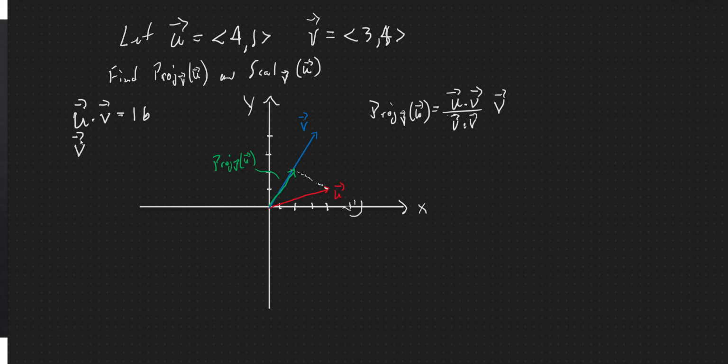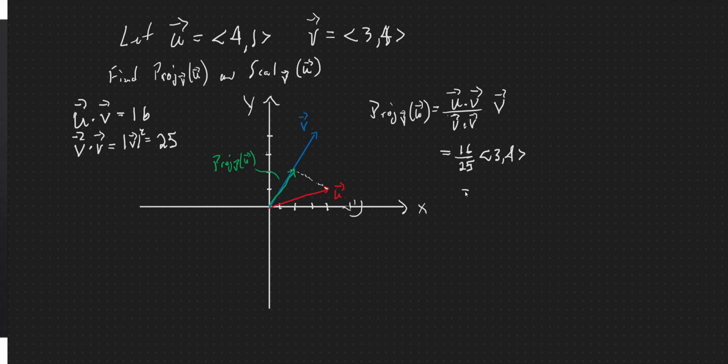And then v dot v. Let's see, what's the magnitude of v? That's 3 squared, 9, plus 16, that's 25. So the magnitude would be 5, but v dot v, remember, is the magnitude of v squared. So this is 25. So u dot v over v dot v is 16 over 25, scaling the vector v, so times the vector (3, 4). And that is my projection.